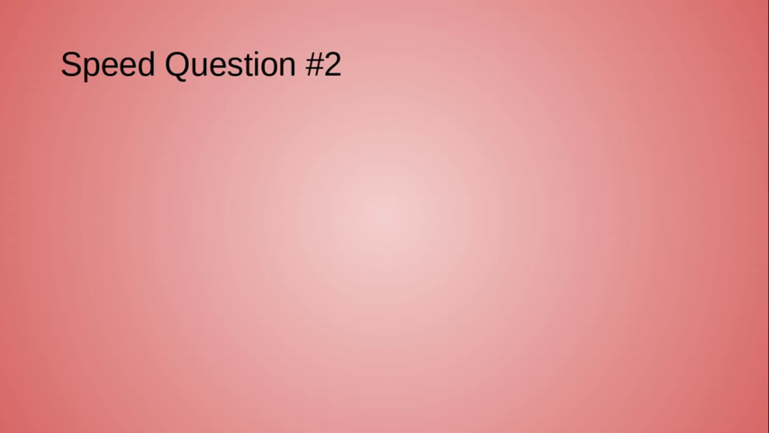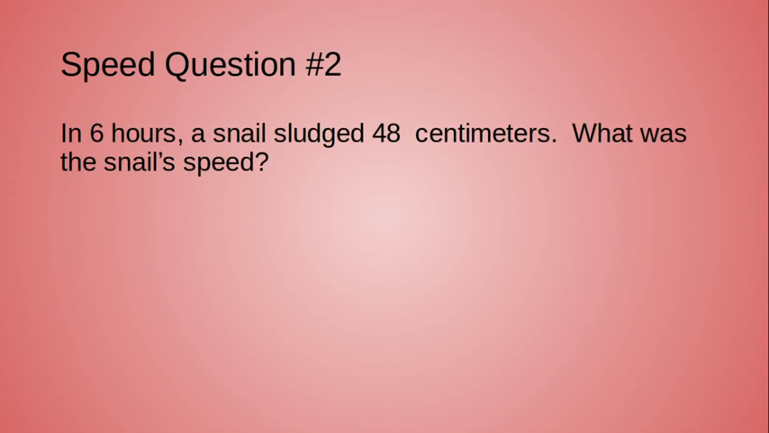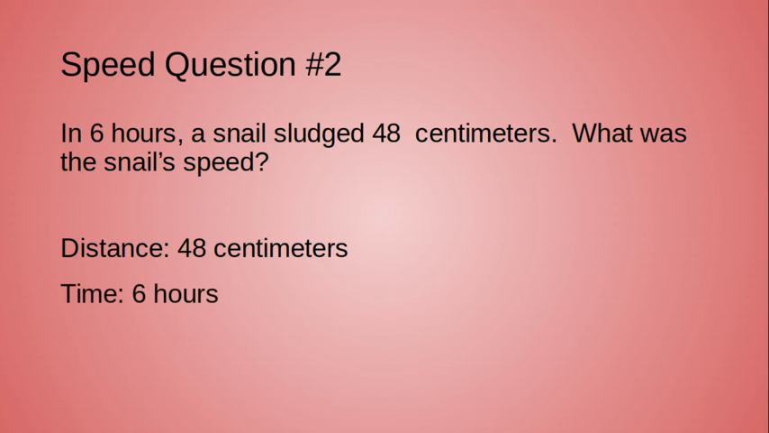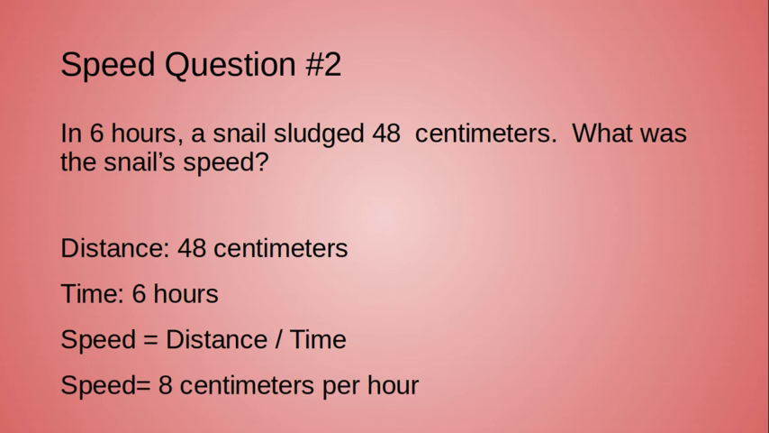Let's look at one more question. It says in 6 hours, a snail slid 48 centimeters. What was the snail's speed? So the distance now is 48 centimeters. The time is 6 hours. Our equation, distance divided by time. So 48 divided by 6. So our final speed is going to be 8 centimeters per hour.